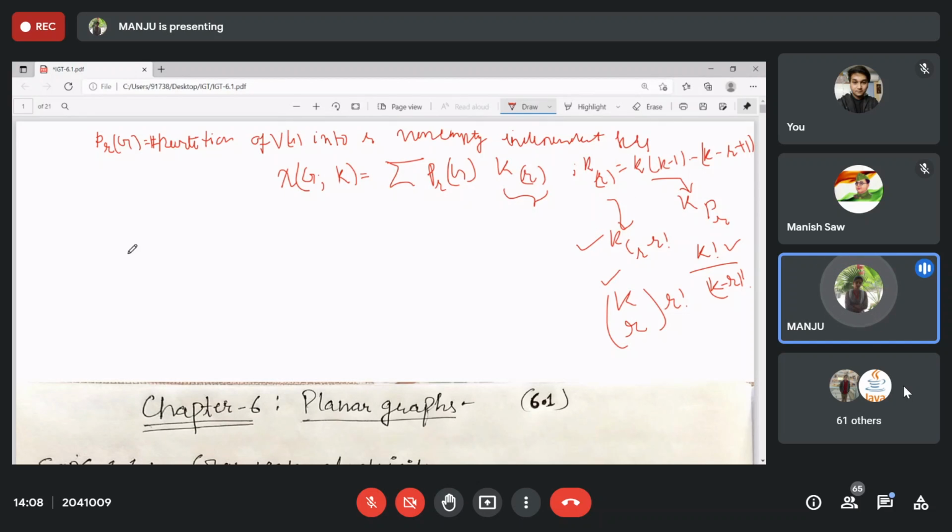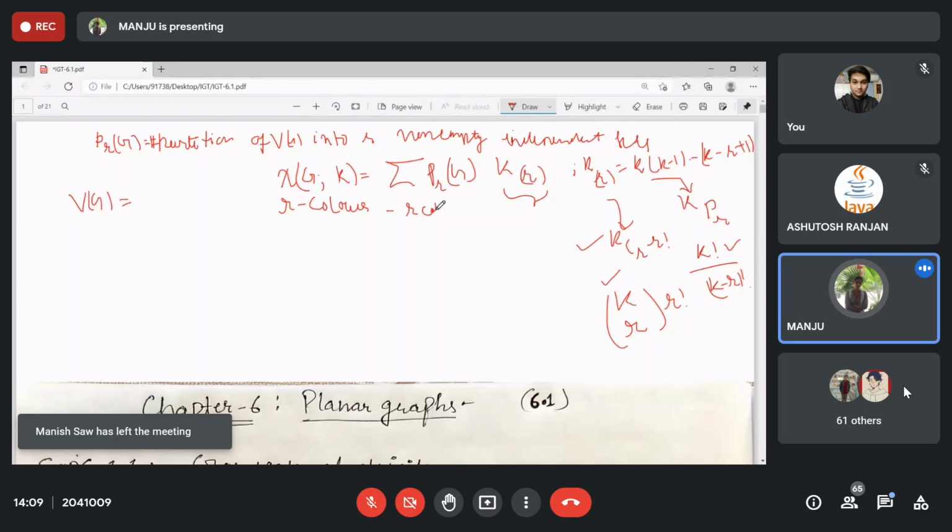If you are partitioning V(G) into R number of sets, I'm just taking this R number of sets. Whenever we are using R colors, then we have R partitions. R colors give you R classes, R color classes. Clear?